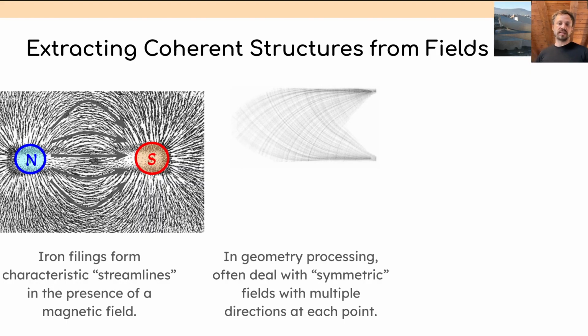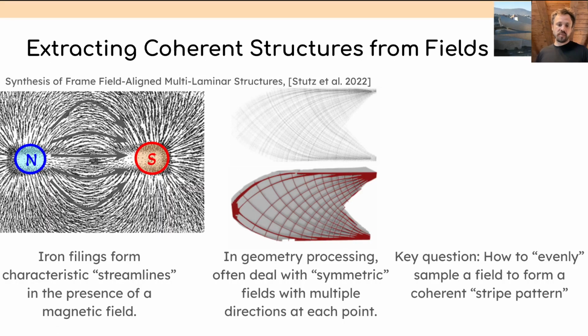In geometry processing, we're often interested in studying more complex fields, such as fields which track multiple vectors at every point. And for such fields, one can still trace streamlines of the field. But for some geometry processing applications, for instance, if you want to make a lightweight truss structure, it's interesting to try to extract coherent structures which follow these streamlines, but evenly sample the underlying geometric domain.